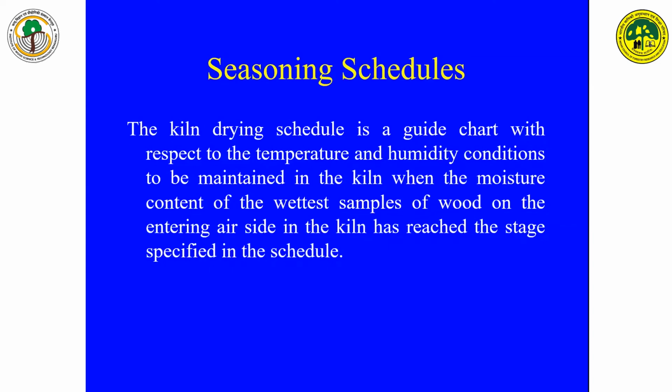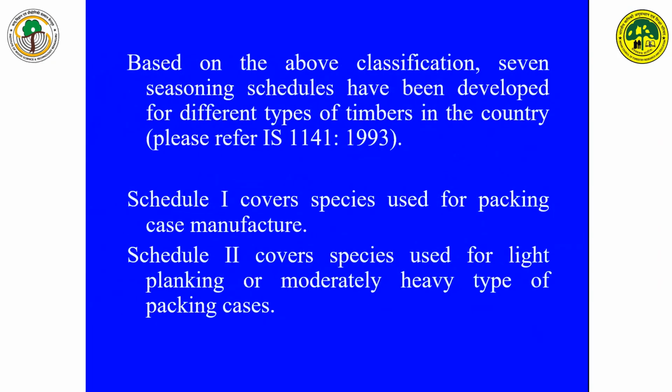So if I say that schedule number 1 is fastest and schedule number 7 is slowest, it means schedule number 1 is recommended for any wood having very good permeability, whereas schedule number 7 is recommended for any wood having very poor permeability. So based on the above classification, 7 seasoning schedules have been developed for different types of timbers in the country. Please refer to IS 1141 of 1993.